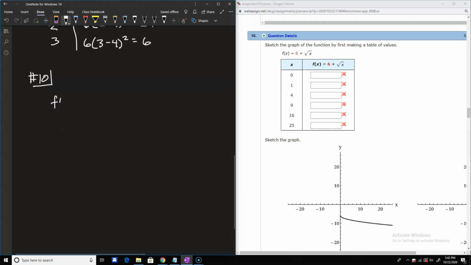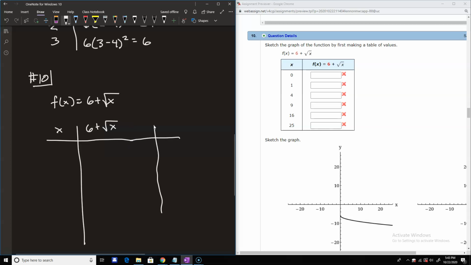So for f of x equals 6 plus the square root of x, again, we can make our table where we have x and 6 plus the square root of x. This is going to give us our ordered pairs as well, x comma y, which are just the first column and second column. It makes sense to plug in numbers that have easy square roots, which is why they chose the inputs that they did. So we get 6 plus the square root of 0, which is 6.